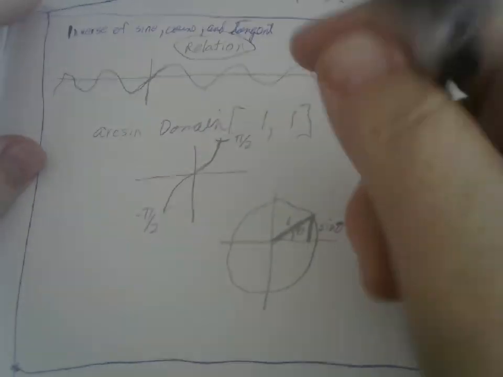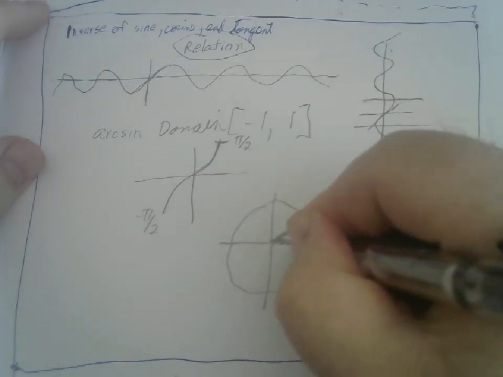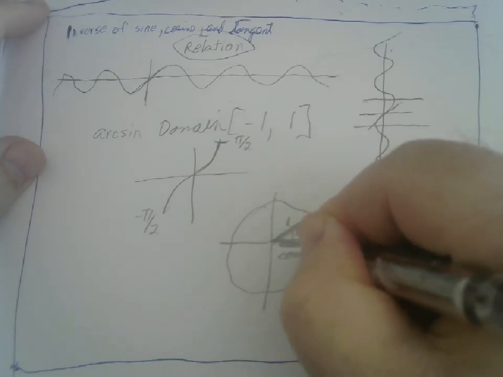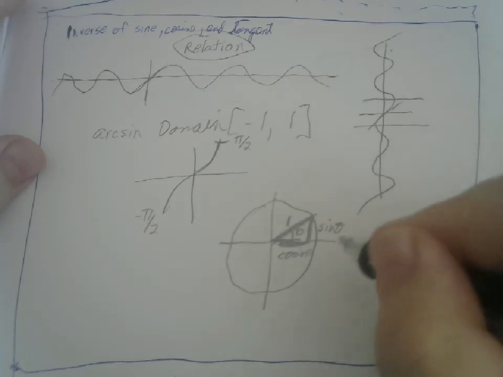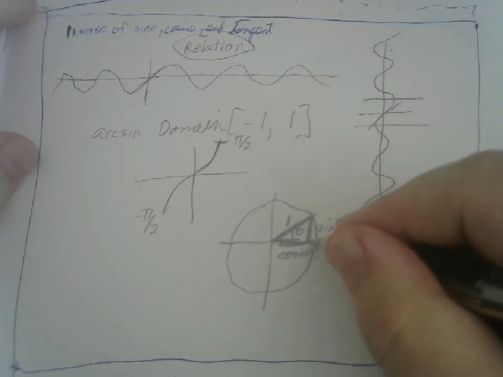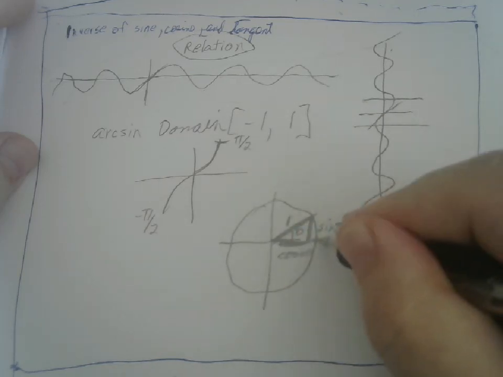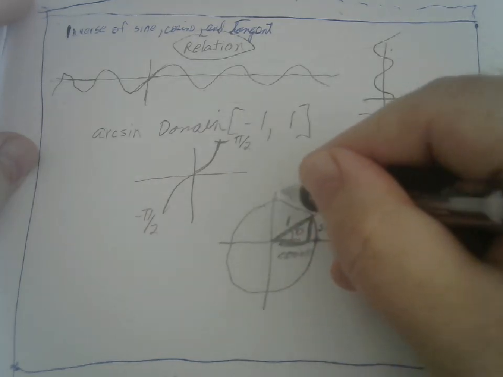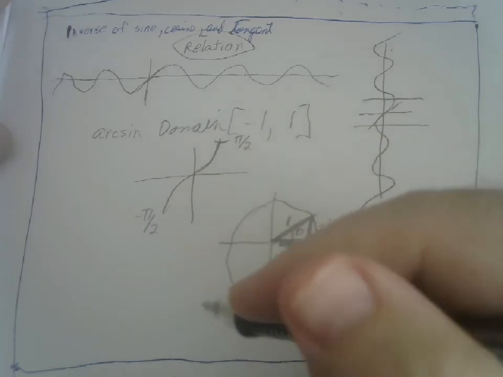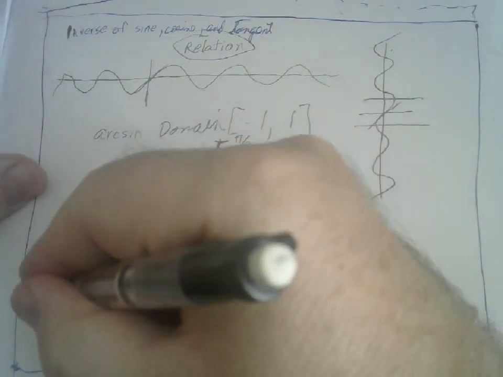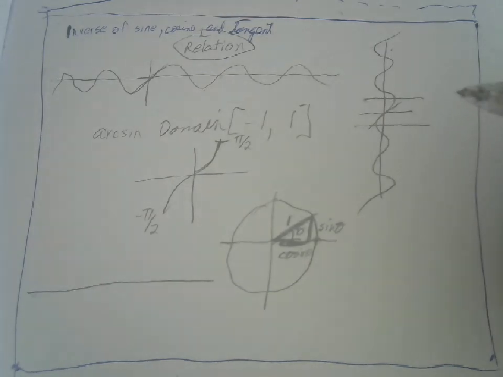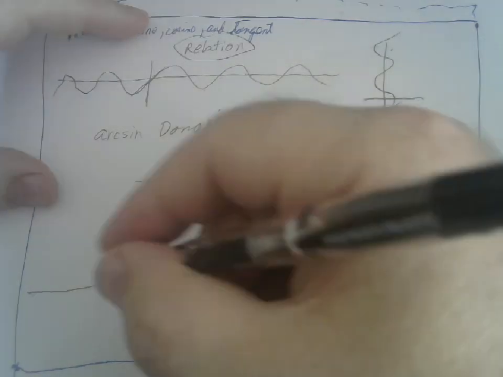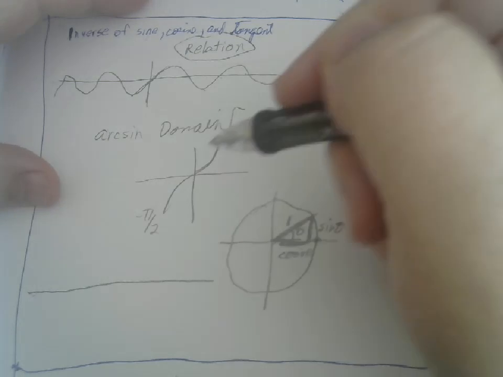Meanwhile, cosine is this distance here, with this value at 1. Cosine of 0 is over here is 1, and cosine of pi over 2 is 0. So this cosine function, running out of room, I'm going to have to turn pages.